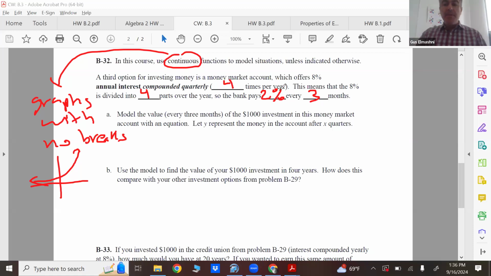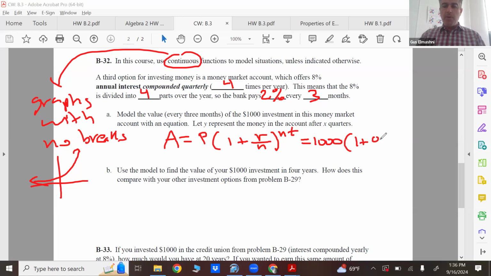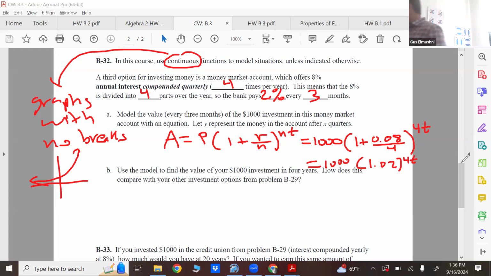So model the equation every 3 months so you can do the same formula again. P times 1 plus r over n, raised to nt. Or it's going to be this: 1,000 times 1 plus 0.08 divided by what, guys? 4, raised to 4t. Or you can write it like this: 1,000 times 1.02 raised to the 4t.